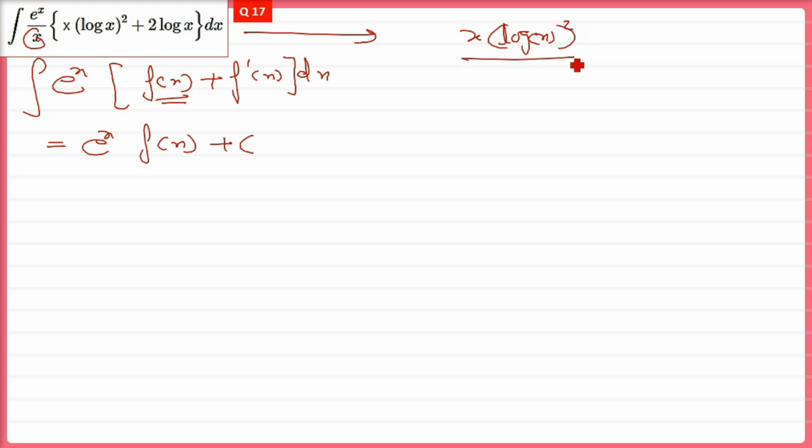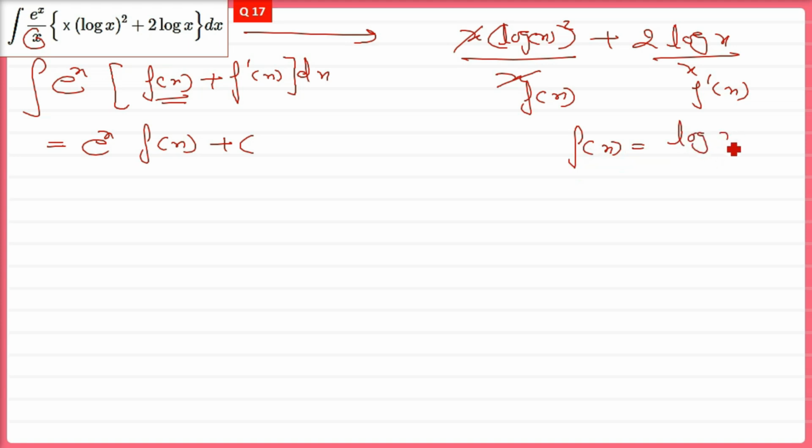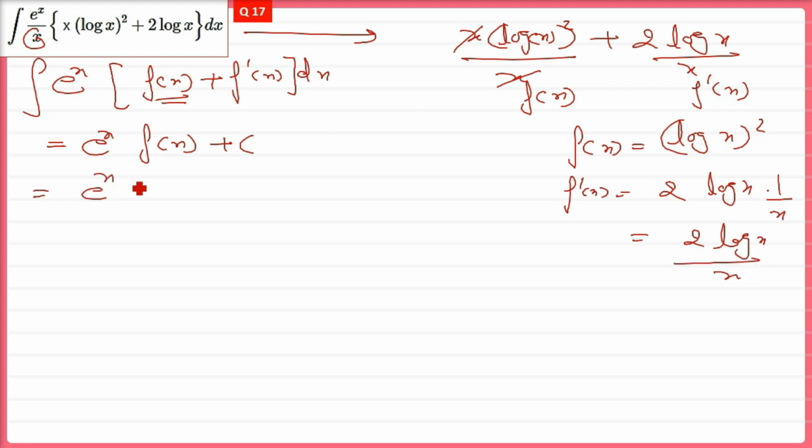So (log x) whole square is already there. We have x in the denominator, plus 2 log x, and then we have an x in the denominator. Now that x you can cancel. So this fx will be (log x) whole square. If you take this fx as (log x) whole square, what will be f dash x? Because for (log x) whole square, f dash x will be 2 log x, and the differentiation of log x will be 1 by x. So you have 2 log x by x, which is actually the second part. One is fx, one is f dash x. So e raised x fx will be the result. What is fx? We have taken (log x) whole square. So the answer is e raised x (log x) whole square plus constant of integration.